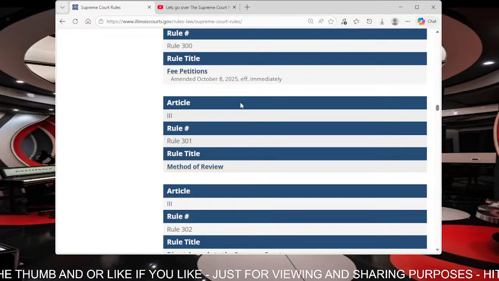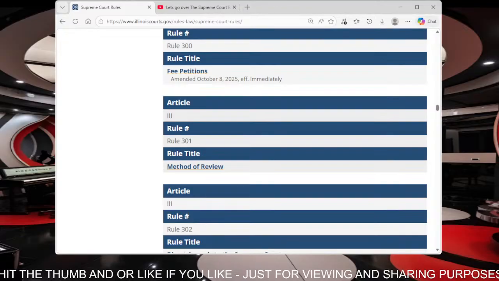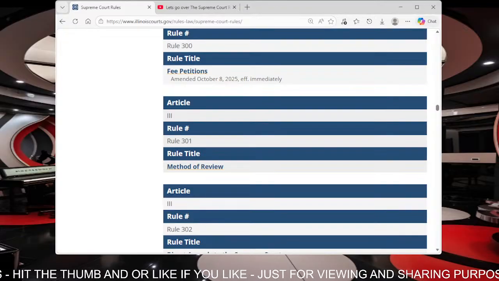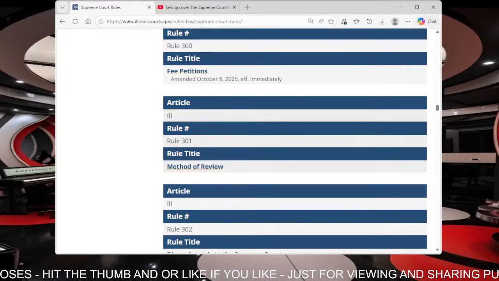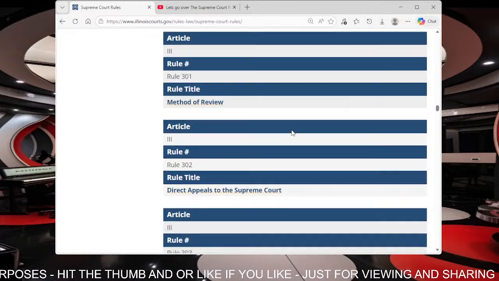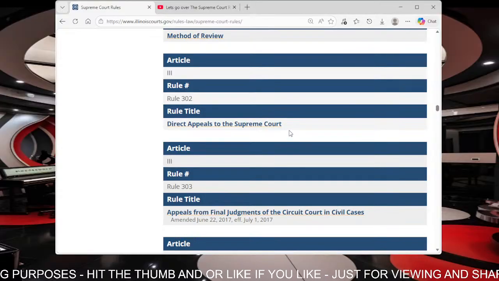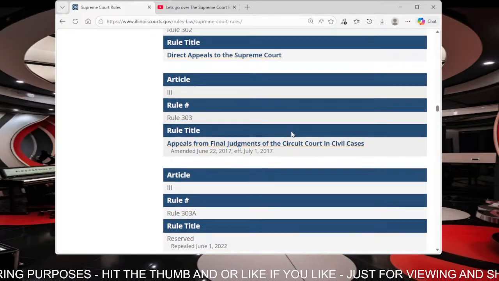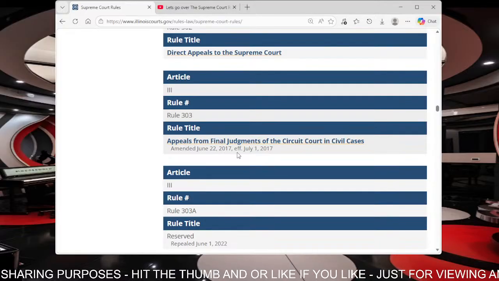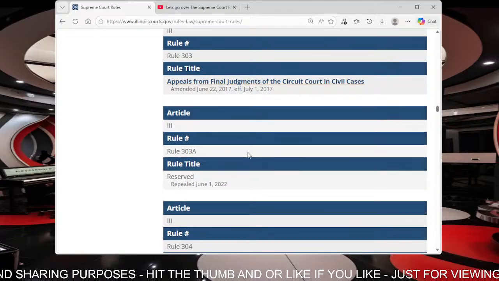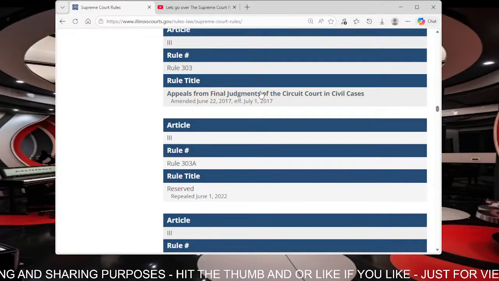Alrighty, anyhow, let's get right to it. We're just looking at titles. If there's something unique or something of interest, we may click on and read through. Rule 302 is direct appeals to the Supreme Court. 303, appeals from final judgment. Appeals from final judgment. Well, appeal from final judgment, 30 days, I believe.